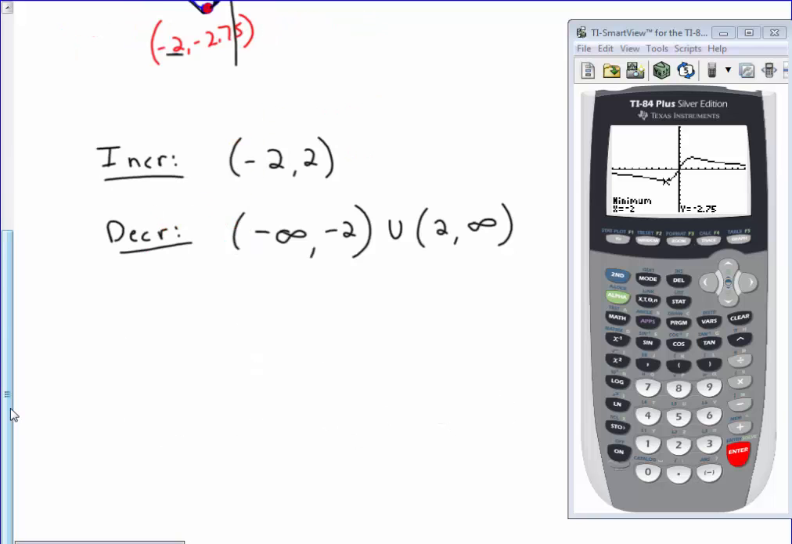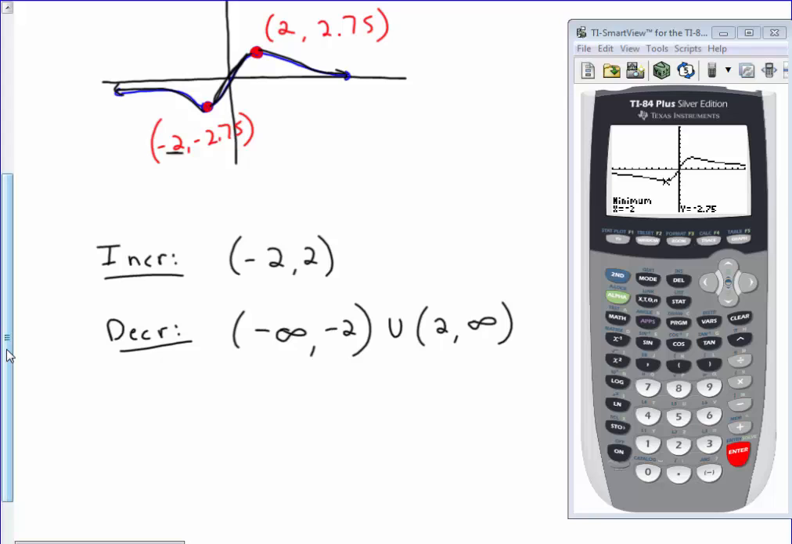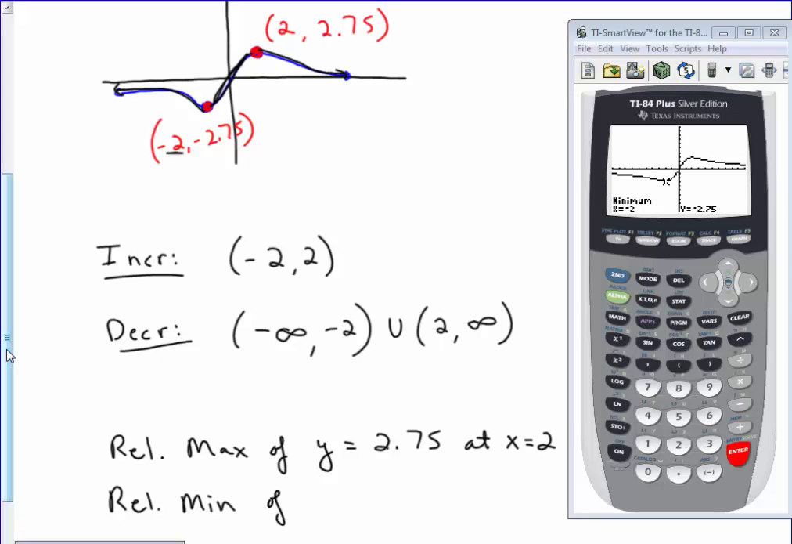Now I need to answer the question about relative max or minimums. So I would say that I have a relative max of y equals positive 2.75 at x equals positive 2. And then for my relative minimum, I'd say I have a relative minimum of y equals negative 2.75 at x equals negative 2.